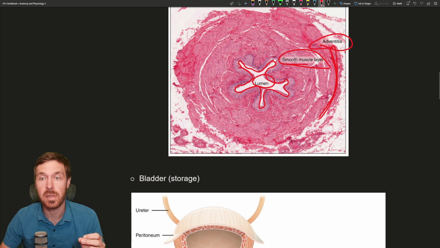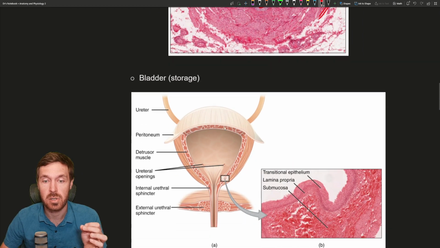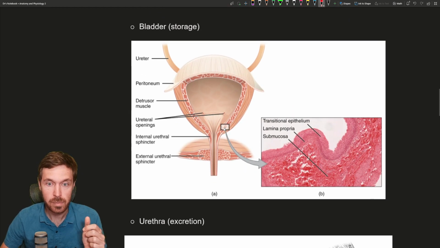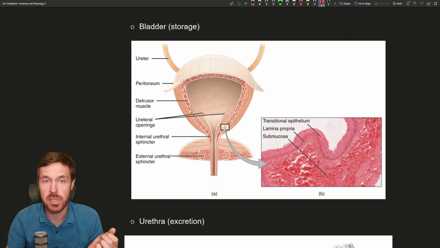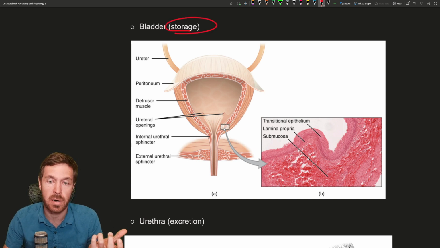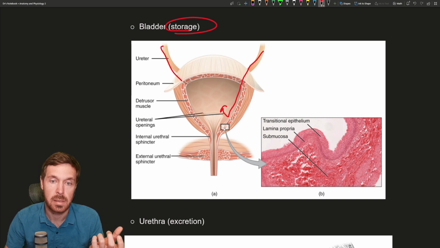All right, so now the ureters drain down into the bladder. So the bladder, its function is storage. So just storing that urine. And so the ureters come down in here and then actually drain down into the base. So then urine comes in and can fill up the bladder. So you can get urine filling up in there.